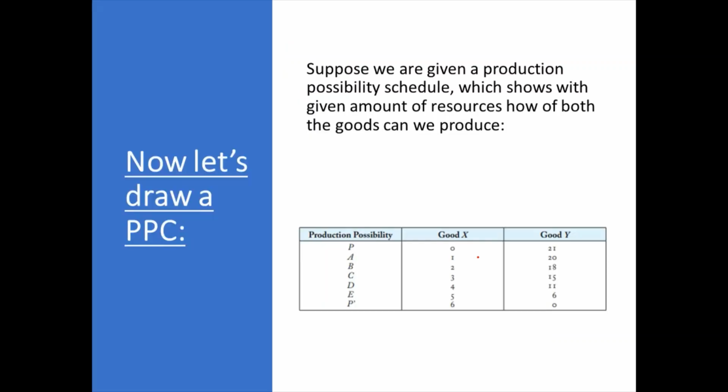Now let's start drawing the production possibility curve. There is a table you can see on your screens. This is a production possibility schedule. A production possibility schedule is just a tabular form which shows how much of both the goods can be produced with the given resources. So this shows everything in a tabular form, that's why it's a schedule. This is actually used to make a production possibility curve. So we are being given the schedule on the screen.